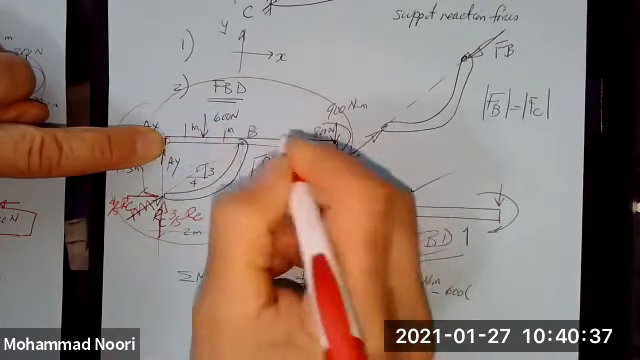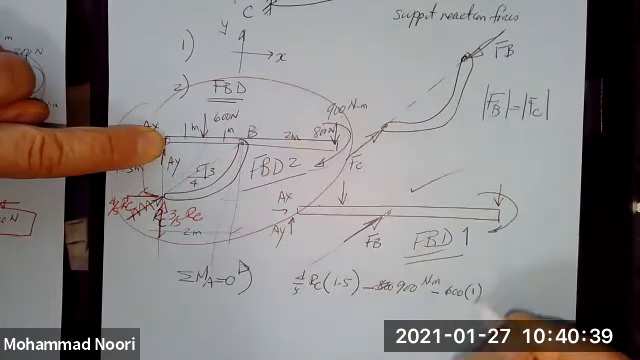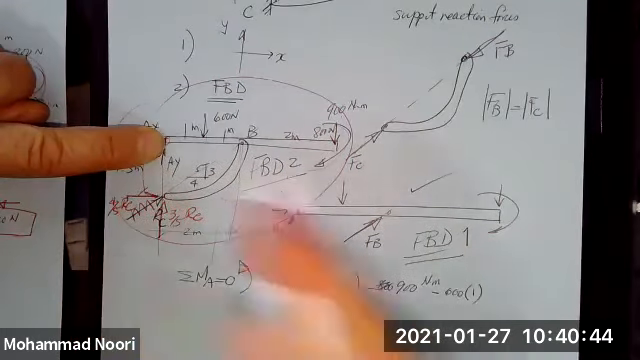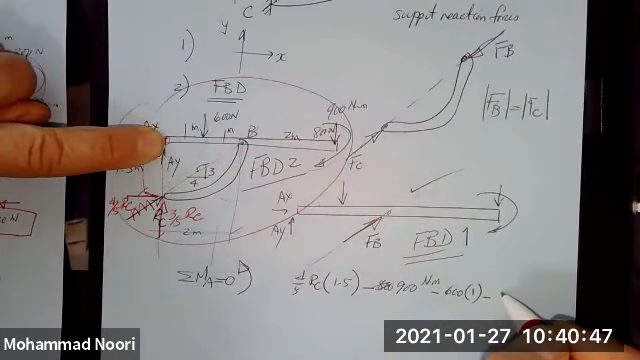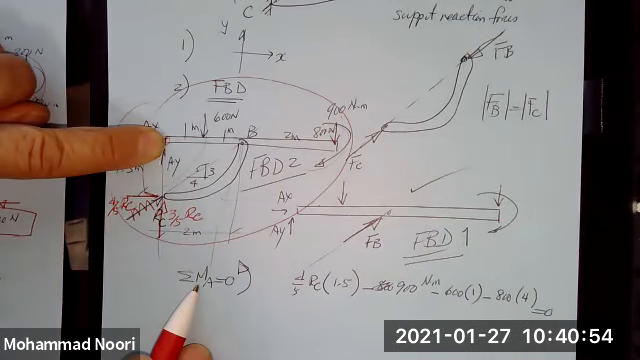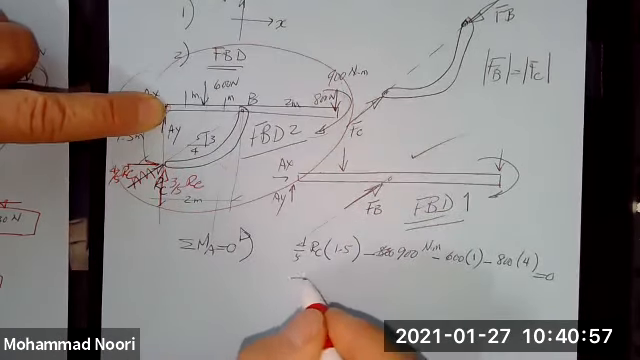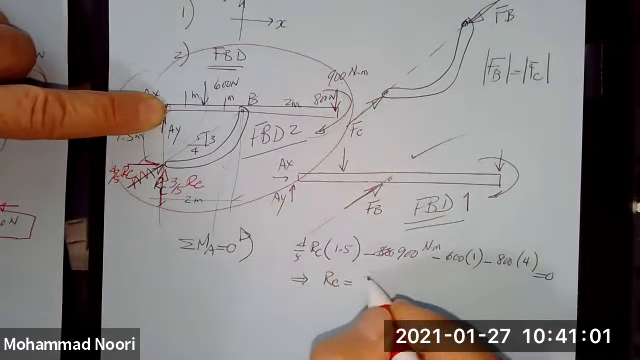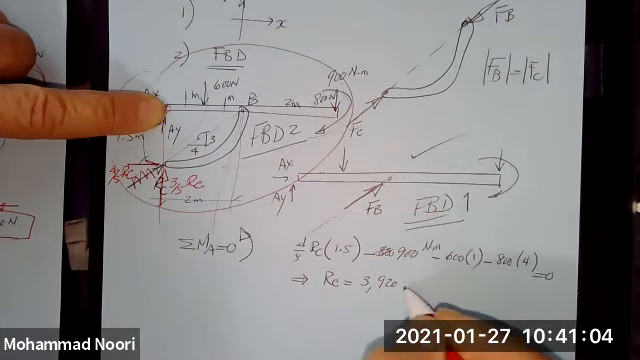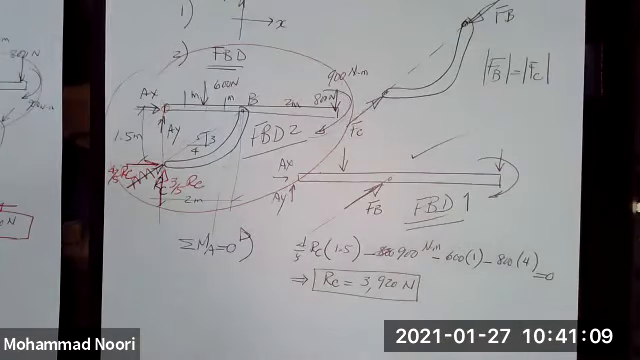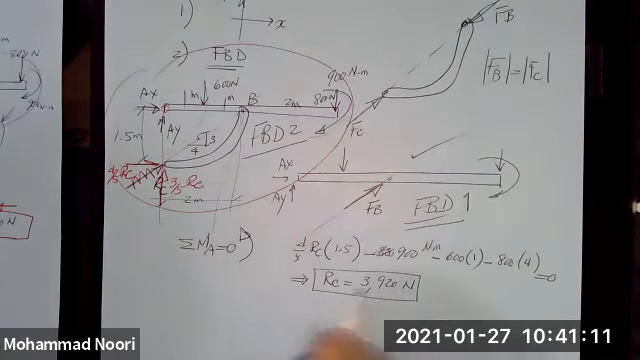This is 1 meter. This is 2 meters. So this is times 1. This one at a distance of 4. So you have negative 800 times 4 equal to 0. So that's summation of moment about A. If you solve for RC from this equation, you get 3,920 Newton, which is acting in that direction and comes out to be positive.